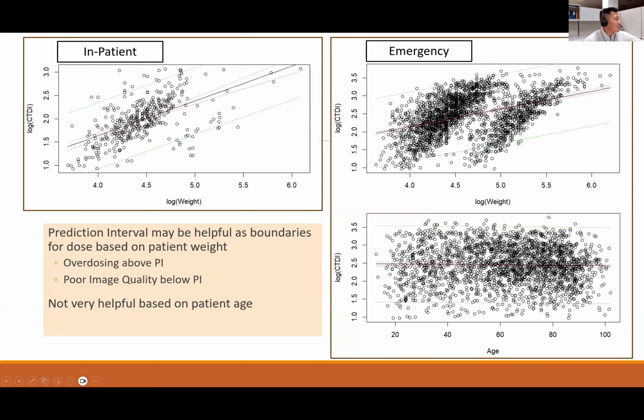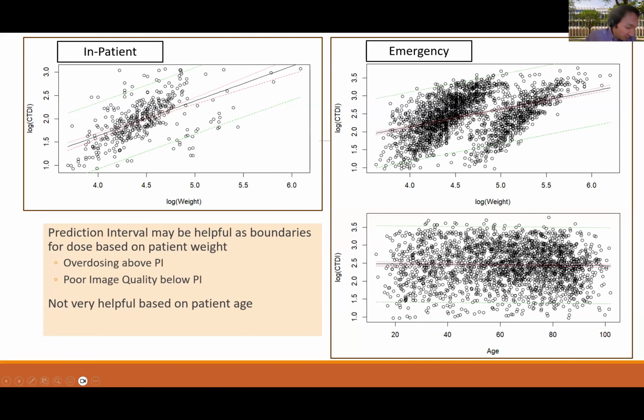Whereas for emergency patients, when it comes to dose and weight, there seem to be two distributions going on here. I'm not too sure what's going on. So that's kind of a headache, something I need to work on and investigate. I'm not that confident in this prediction interval. Whereas for patient age versus dose, I don't think that's very helpful because although it is correlated and age seems pretty good, it doesn't really help to distinguish a smaller or younger patient from a larger one.